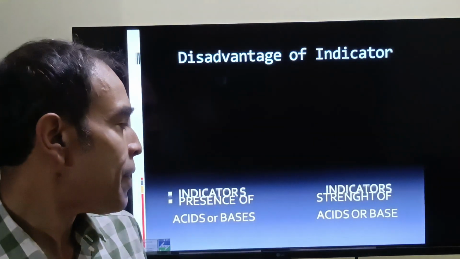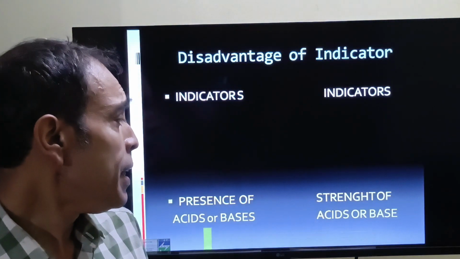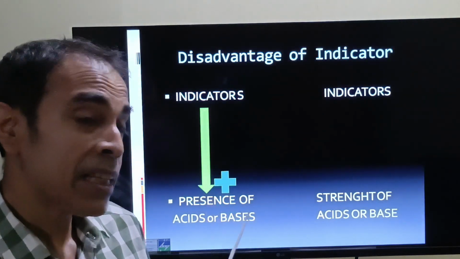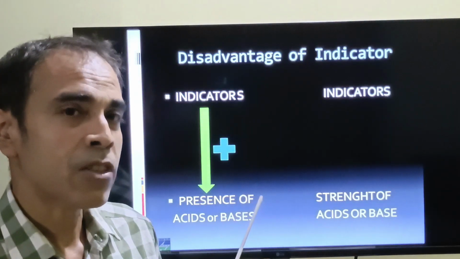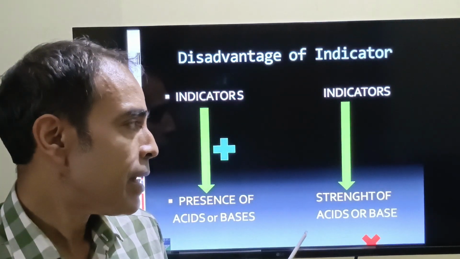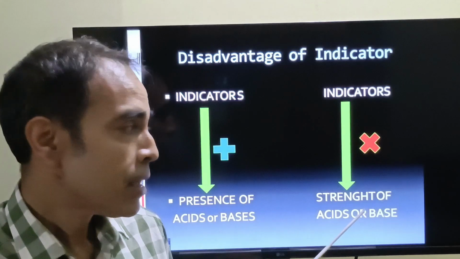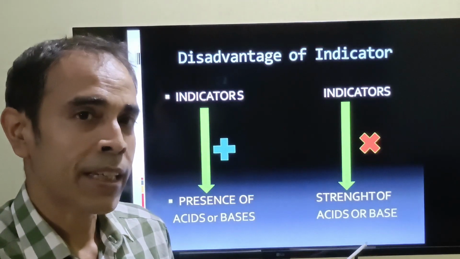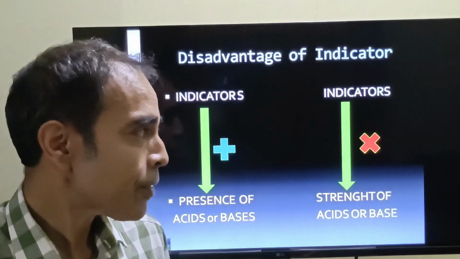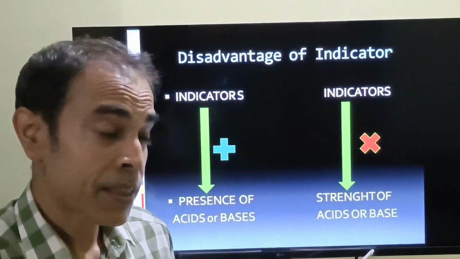So what are the disadvantages of an indicator? Indicators only tell you about the presence of acids or bases, but they do not tell you about the strengths of acids or bases. So it never tells you about the strengths of acids and bases. What is the strength? How much is the strength of acids and bases?